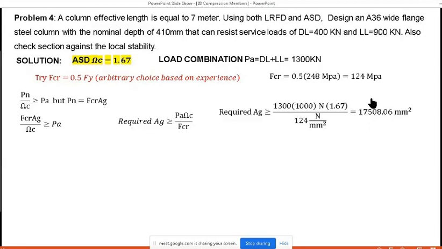that is 17,508.06. Okay, now, ang susunod na gagawin ninyo, if tapos nyo nang ma-determine yung required gross area natin, is i-check na ninyo doon sa steel table natin. Mag-check na kayo ng section na 410 kasi nga sabi natin specified na yung depth, that is 410 based on this computed gross area. Okay.